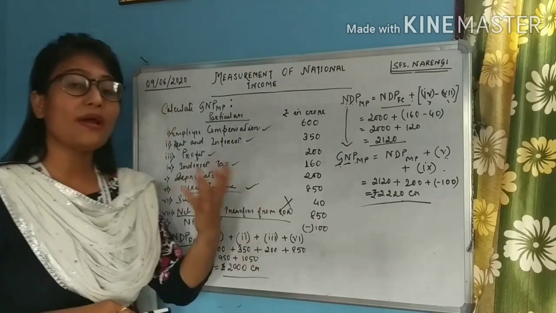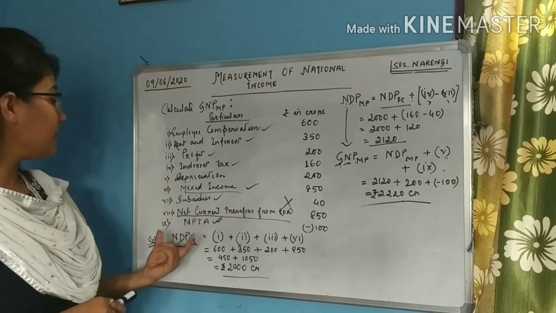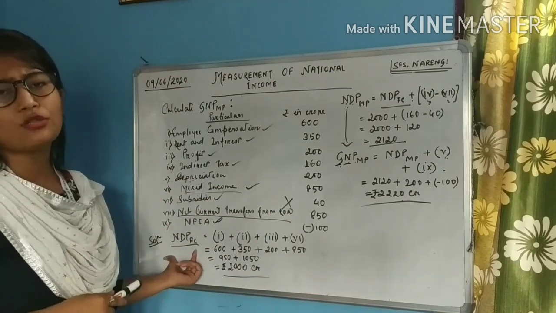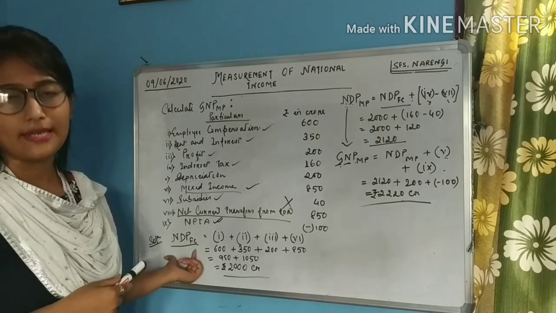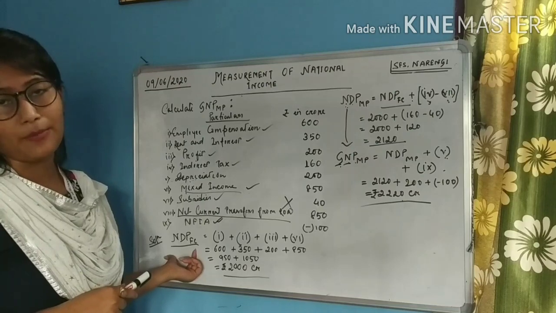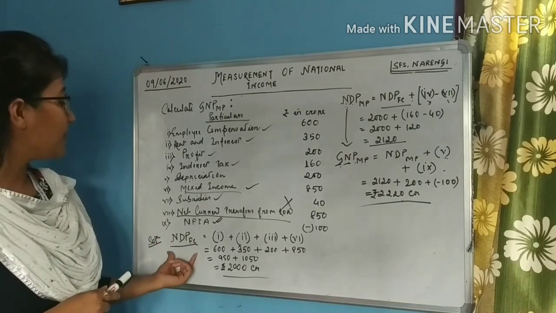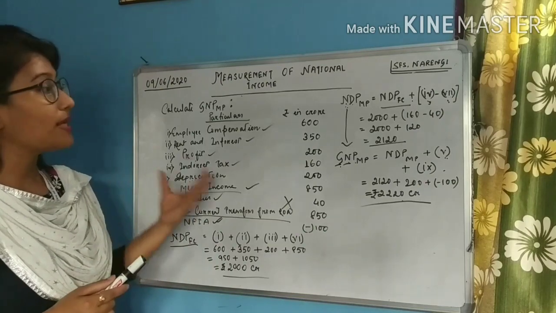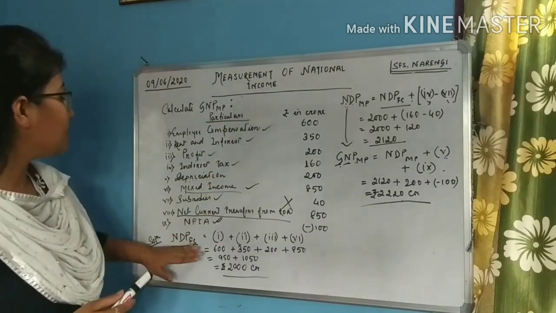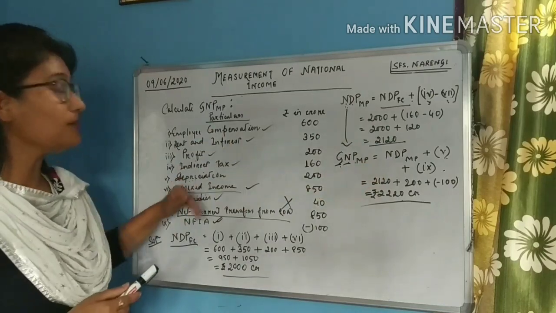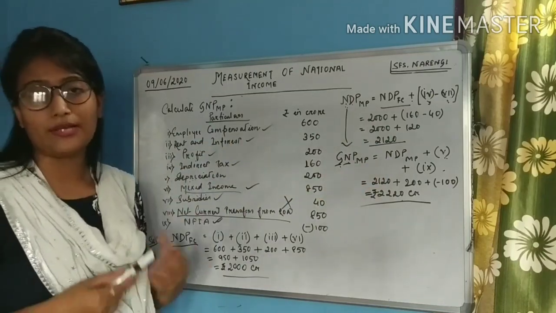Okay. So by adding all the components, what we get is NDPFC. And once we have NDPFC, it is not very difficult to calculate NNPFC. We will simply have to add net factor income from abroad. In fact, when we have NDPFC, from there, if we have the required information, we can calculate any value. Just like here from NDPFC, we have calculated GNPMP by using the requisite formulas or the information.